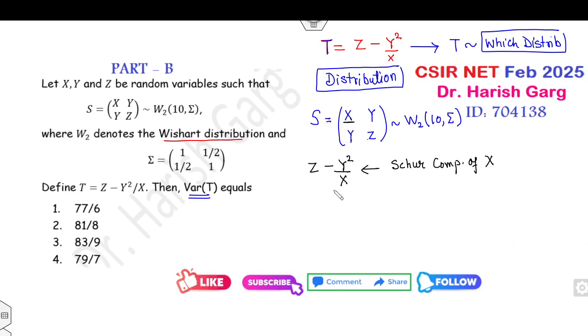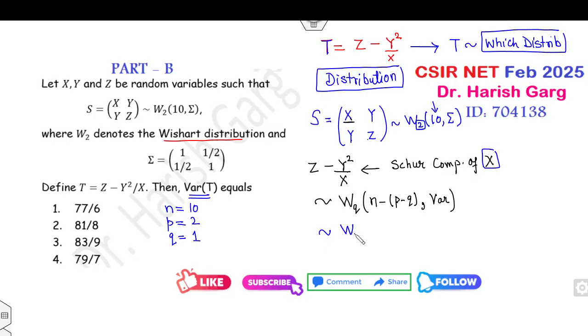Fine. This is the complement of this. And once we know this is the Schur complement, it also follows the Wishart distribution with parameter q. I will tell you what q is. This is n minus p, into variance of this quantity. So I will write it here as a variance. First of all, what is n? n is my 10. Fine. What is p? p is my 2. q is my 1 because this is the complement of the X. Fine. So this is the Wishart distribution 1. 10 minus 1 is 9.